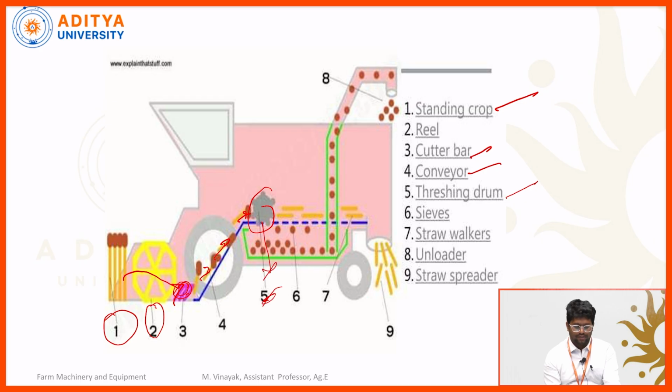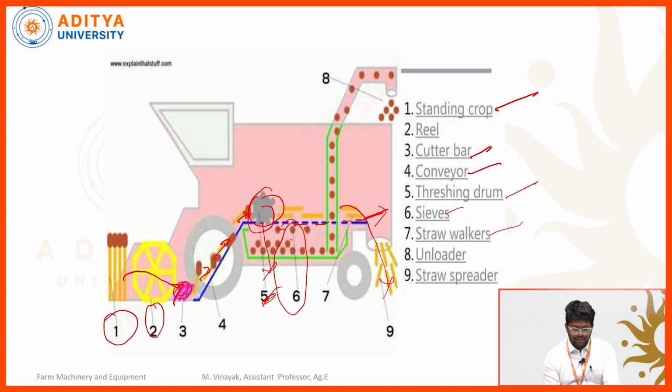Fifth one is the threshing drum. Here separation of the chaff from the grain will be carried out. And sixth one is the sieves. A set of sieves is provided at the bottom side of the threshing chamber. Here the separation of the grain from the chaff material is carried out. And seventh one is the straw walkers. The main function of the straw walker is to deliver the chaff material towards the ground surface.